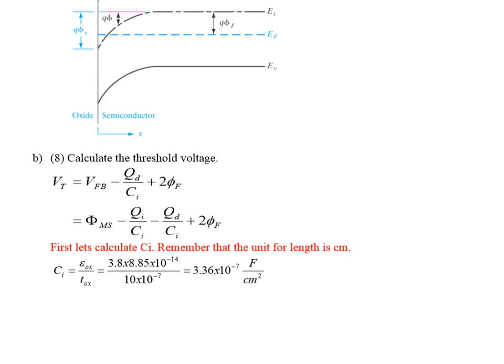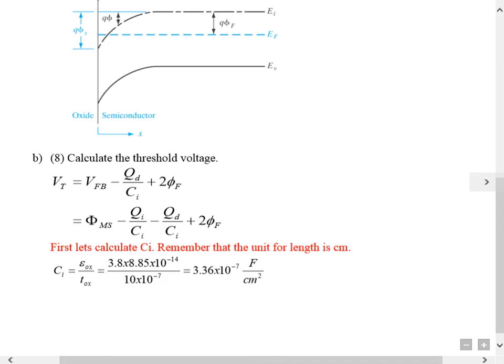When you want to find the dielectric constant of a material, you multiply the free space permittivity by the relative permittivity of that specific material. So this is epsilon r, and this is epsilon 0. Epsilon r is material specific. Epsilon 0 is just a constant, which you've seen from the semester, 8.85 times 10 to the negative 14 farads per centimeter. 3.8 is the relative dielectric constant for silicon dioxide.